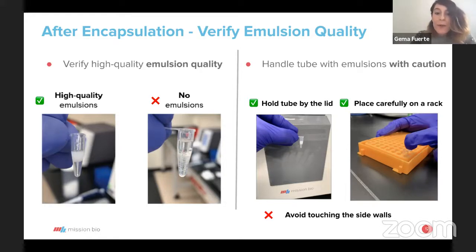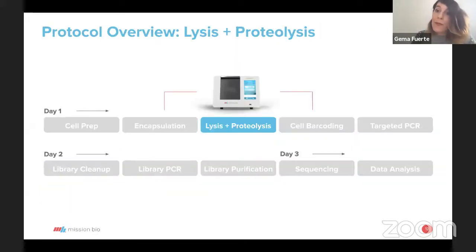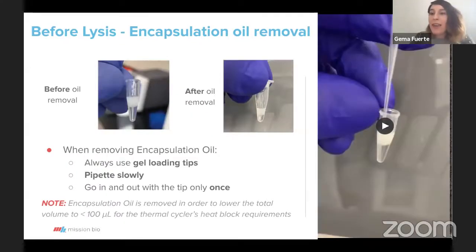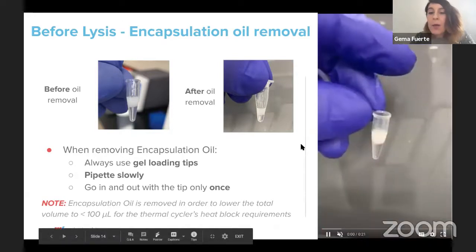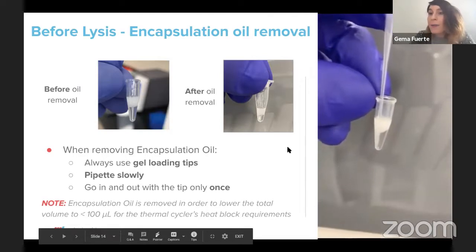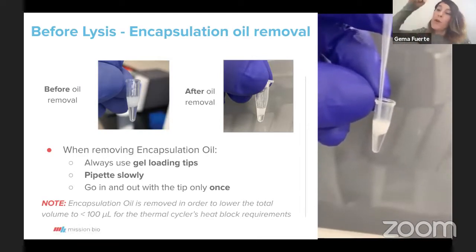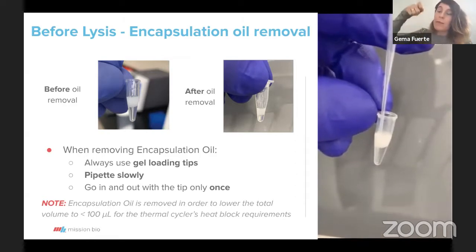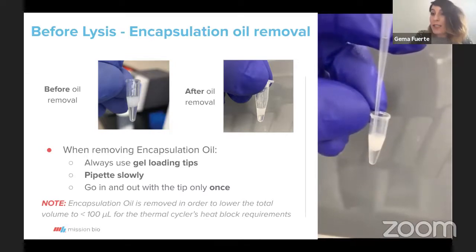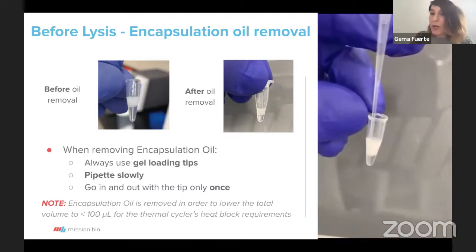Right, so after we have finalized our encapsulation step, we are ready for lysis. But before that, there is one step that we have to perform in order to have a successful lysis, and that is removing a little bit of oil from the tube. Let me just play this video on the right at the same time. The way we remove the oil is by using a gel loading tip, because they are very thin. We have to go through the emulsion to remove the oil from below. The thinner the tip, the better. That's why we use gel tips. And that's the pipetting technique we are showing here.